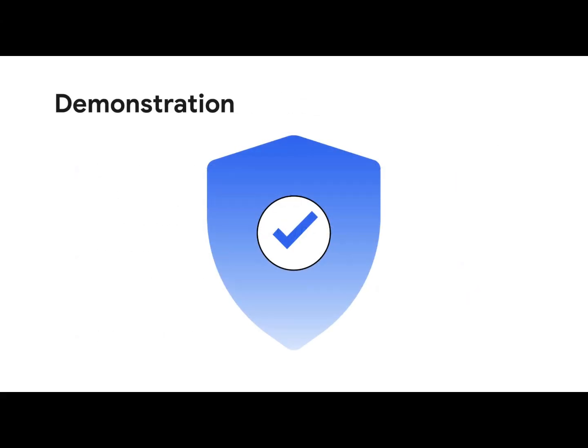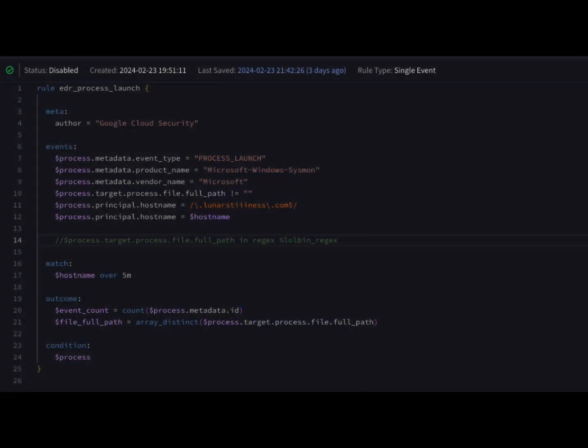Our example rule is going to detect process launch events from Microsoft Sysmon for hosts in our domain. Because we are going to look at the data in the field target process file full path, we are going to require that this field is not null, so we don't end up with extraneous detections, and we are grouping our detections by the host name over a 5-minute window.